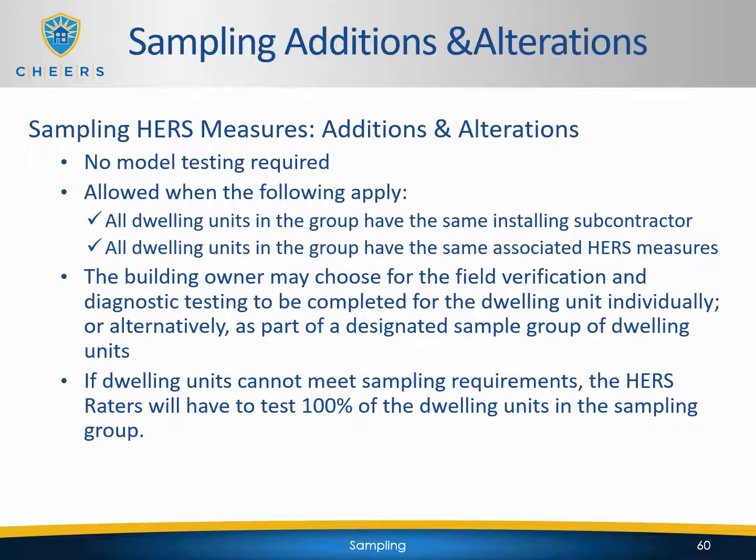That means that the homeowner, unlike new construction where there is no homeowner yet, for additions and alterations, the homeowner has the right to say, I want my house to be the tested house in the sample group, or I want my house to be part of the homes in the sample group. If the homes cannot meet sampling requirements, then the HERS rater will have to test 100% of the homes in the sampling group.